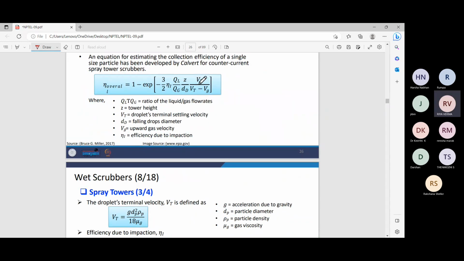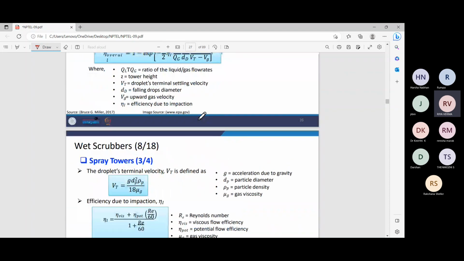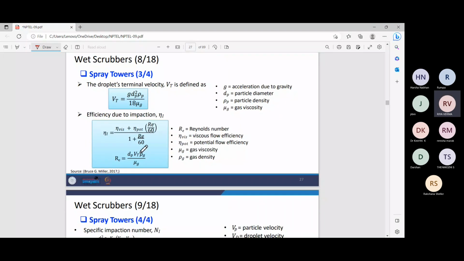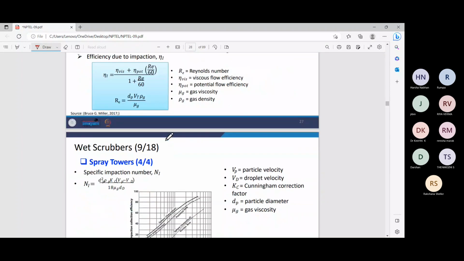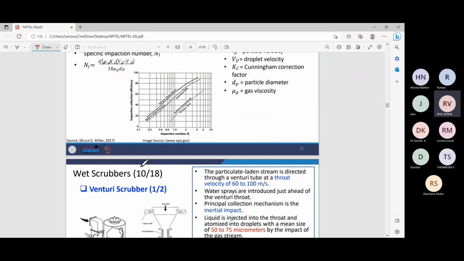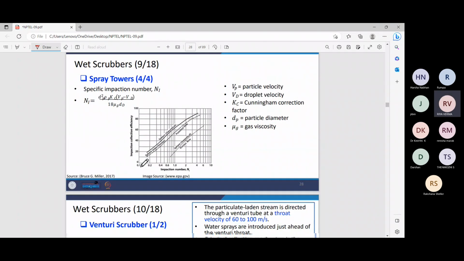There are certain terms, like this VT, which is your droplets' terminal settling velocity. Then we have efficiency due to impaction, that is your eta 1, and the formula for that. Then there's this N1, that is your impaction number, and how to find out this N1. With this N1, you can get your impaction collection efficiency. This is all about your spray towers.